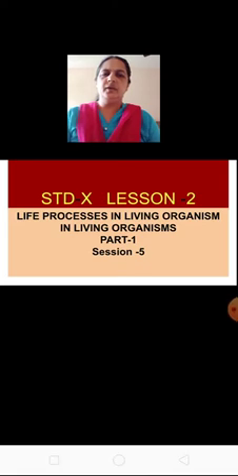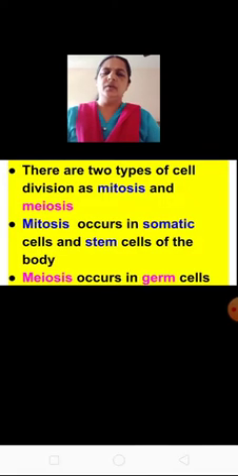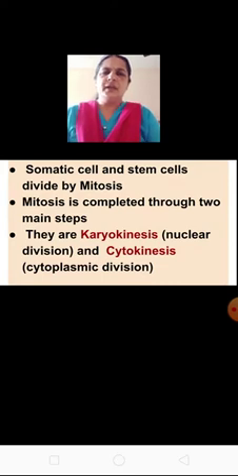We learnt about mitosis yesterday in the previous video. There are two divisions. Mitosis, where does it occur? It occurs in somatic cells and stem cells. I told you in the previous video itself. Somatic cells and stem cells means all the cells other than the reproductive cells are called somatic and stem cells. And meiosis occurs in germ cells. Germ cells means they are the reproductive cells. Somatic cells and stem cells divide by mitosis.